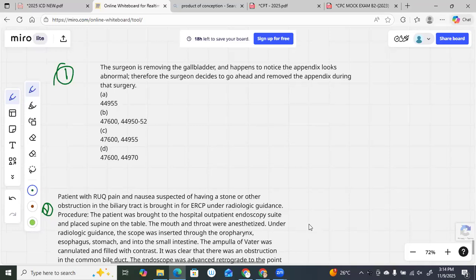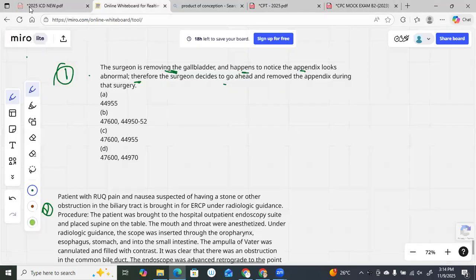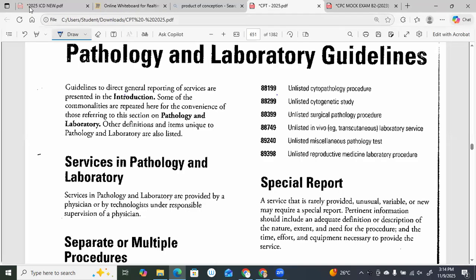Chalo, let's do it together. So the first question is, a surgeon is removing the gallbladder and happens to notice the appendix looks abnormal. Therefore, the surgeon decided to go ahead and remove the appendix also. So in our case, the doctor removed the appendix as well as the gallbladder. Both have been performed. Now we are able to rule out option A because this is just for the appendectomy and we cannot use a primary code as an add-on code.